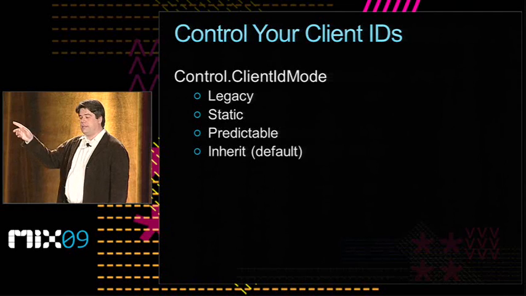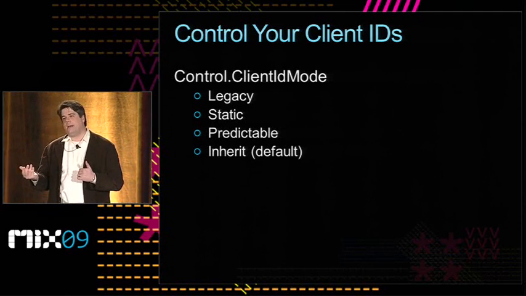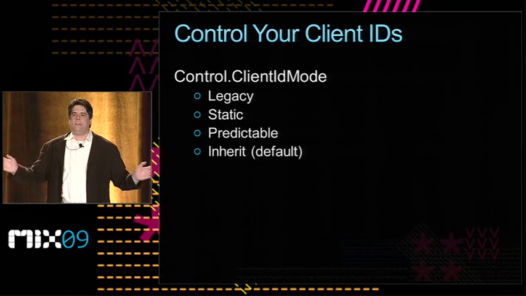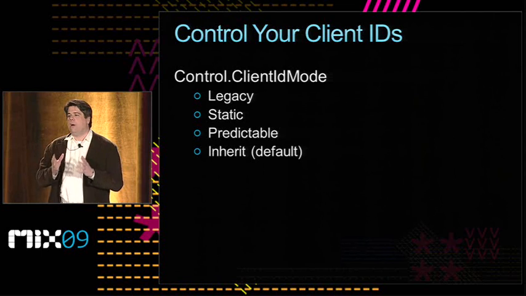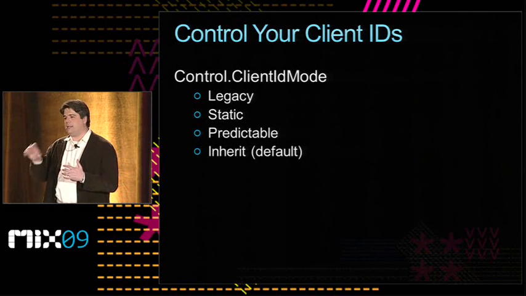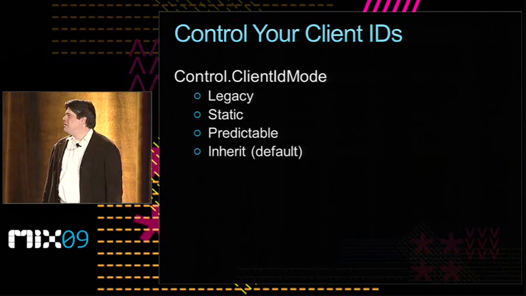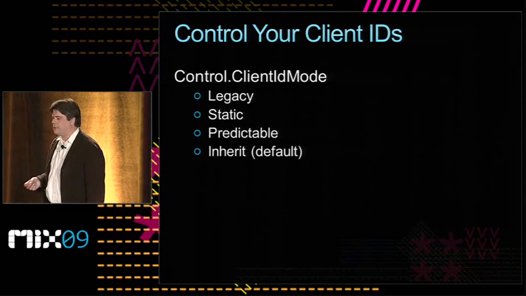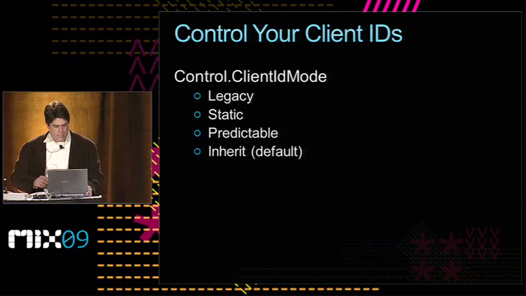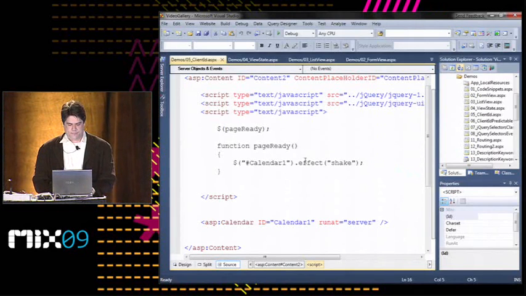The other possibility, this is actually my favorite setting right here, you can set it to static. And when you set a client ID to static, that says, you know what? Allow me to shoot myself in my foot if I want to. Whatever I claim for the client ID, that's going to be what's rendered out. And yeah, it gives me control. So this is great because it makes it really easy now to target with JavaScript. I'll talk about predictable in a moment, but let me go ahead and show you how to use the static setting.